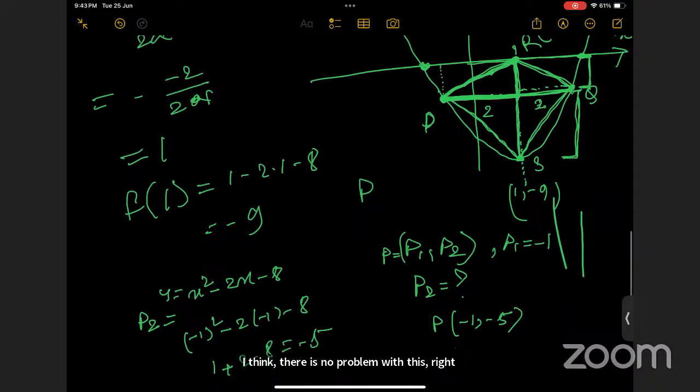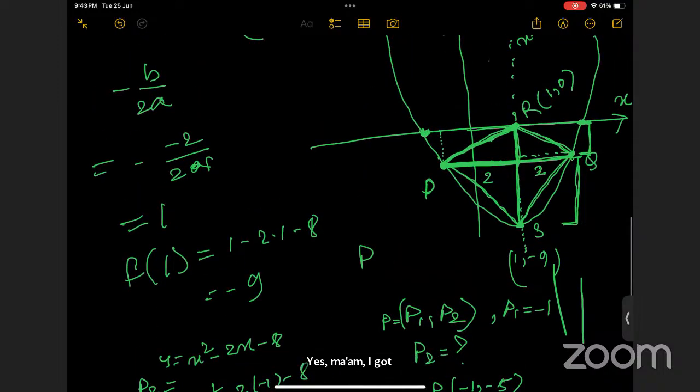Yes, ma'am, I got it, and I have checked with the Q coordinates as well. Okay. If we put 3 in the equation, it will be the same, right? Yeah, it's coming -5 only. Yeah, I checked it. Ma'am, can you use a different color now?